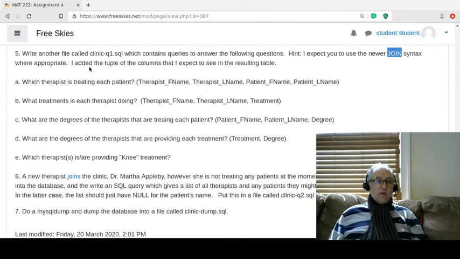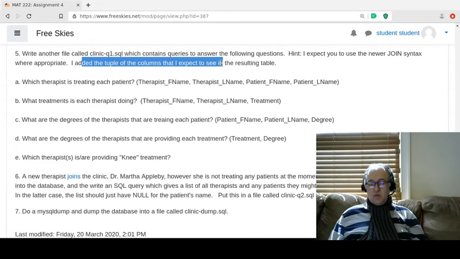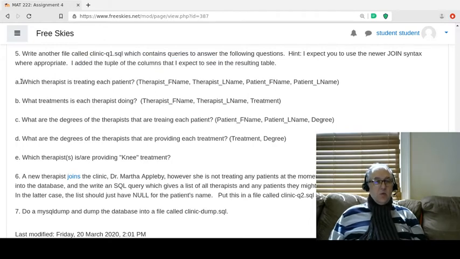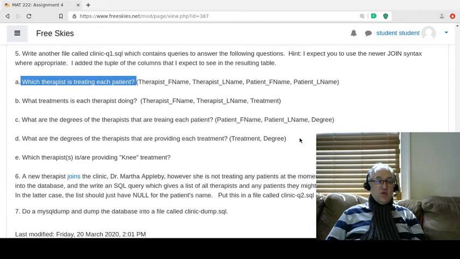I've also given you the tuples for the columns so that there's no confusion. Let's take a look at the questions. First query is, which therapist is treating which patient? So I want you to basically do a join that does that.